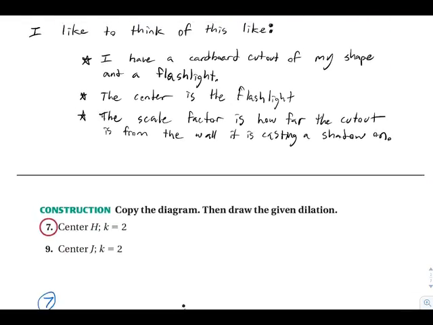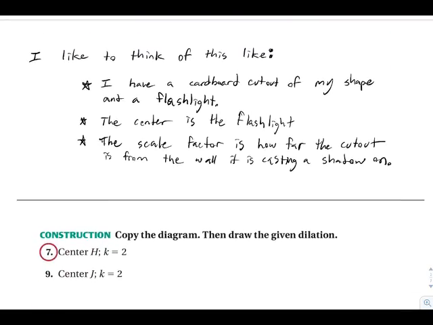All right. And I like to think of it like this. I mean, there's really 2 ways I like to think about this. Either I like to think about it as I've got a flashlight here. And this flashlight is shining at some sort of cardboard cutout. So let's say it's that same triangle. And what happens is it casts a larger shadow on the wall.